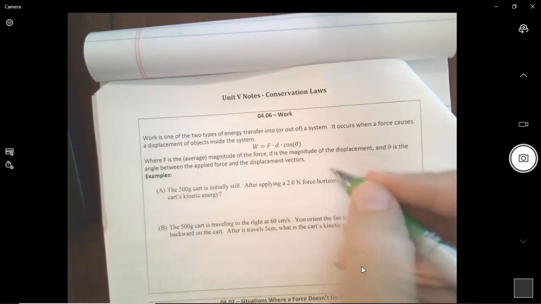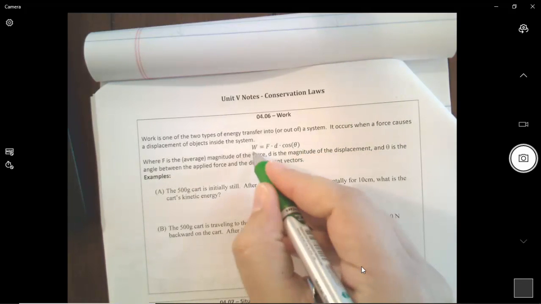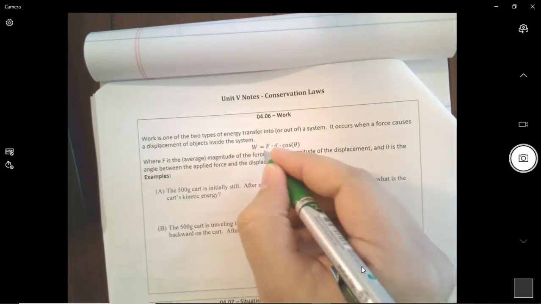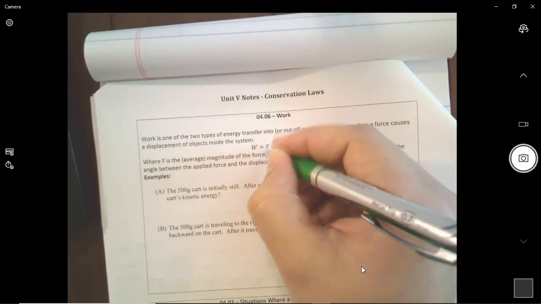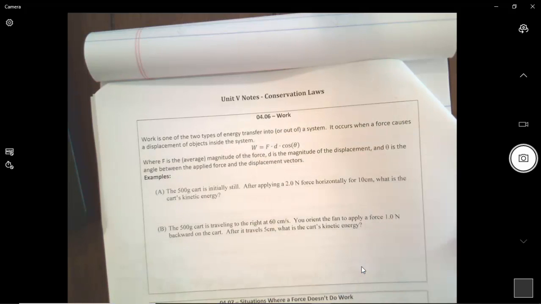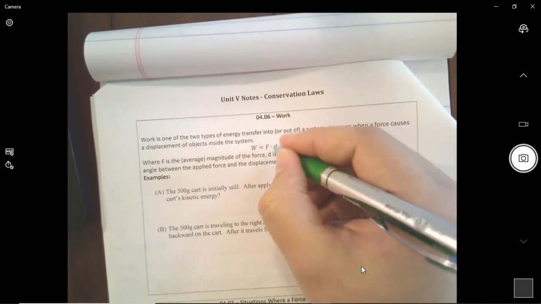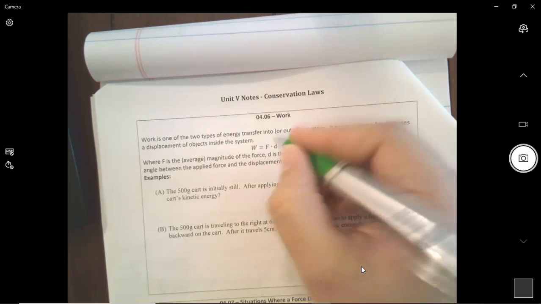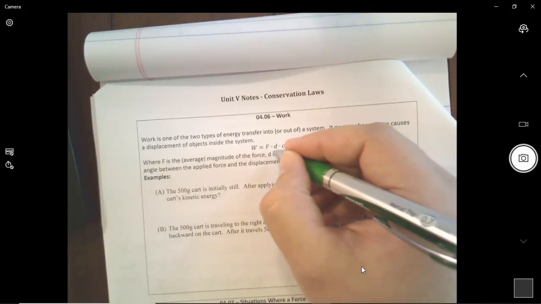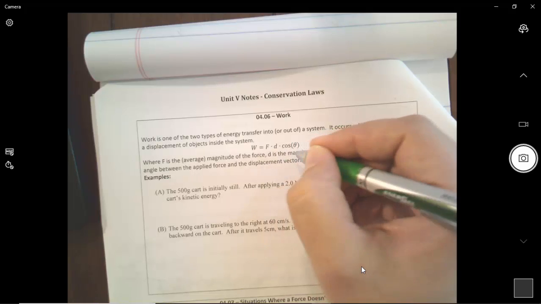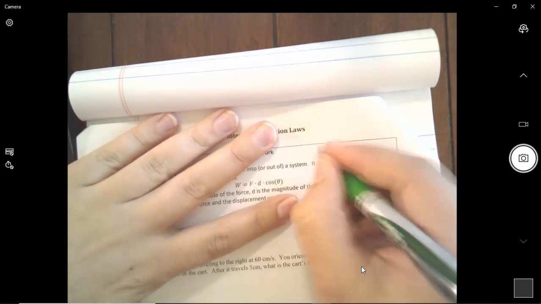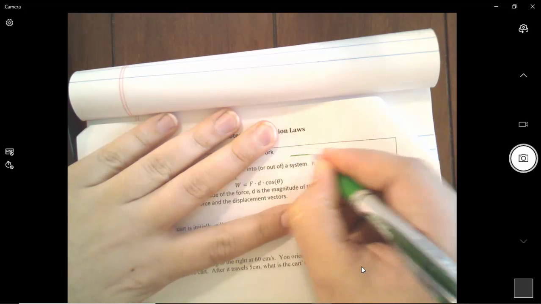And there's an equation for it. The work is equal to a magnitude of force. Notice there's no vector symbol here. So this is a magnitude times a magnitude of displacement. So this essentially is a distance. So we have magnitude of force times a distance times the cosine of the angle between the force and the distance.